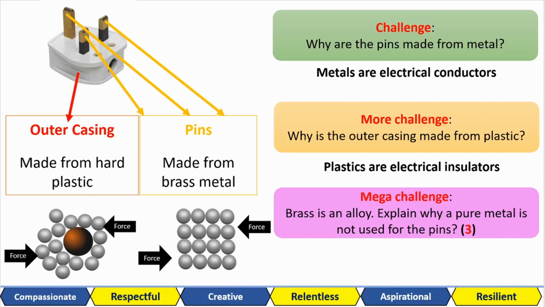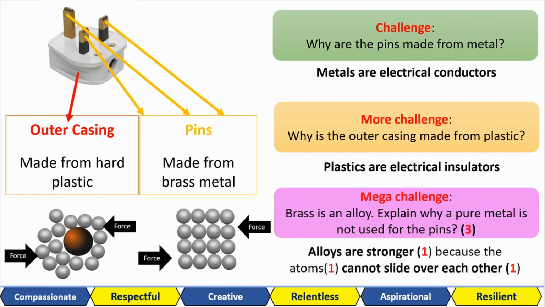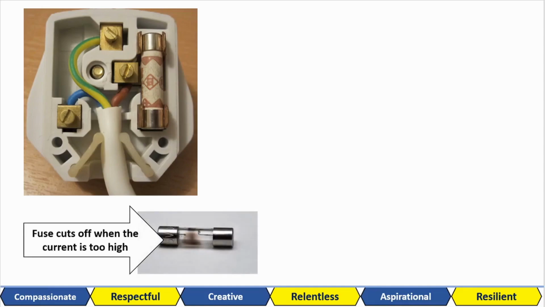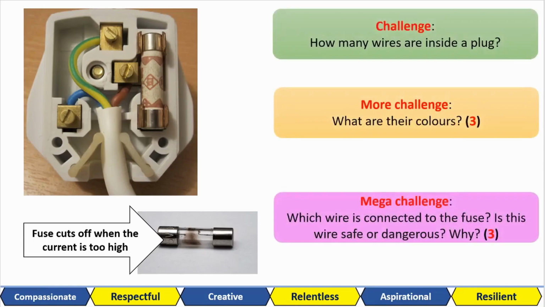For the last question, you need to use the bottom pictures. The left is an alloy, and you should remember from our video on metallic structure that alloys are stronger than pure metals. This is because the atoms are not easily able to slide over one another. If you open up your plug, you will see this. When the current is high, the wire inside the fuse melts, which cuts off the current in the circuit. Here are these challenge questions for the section.